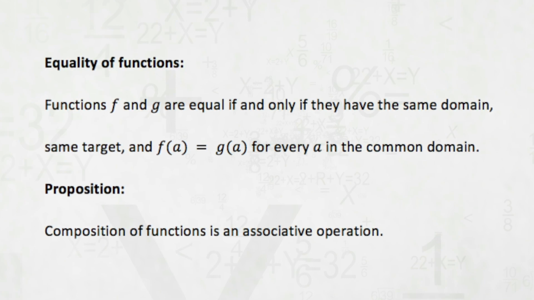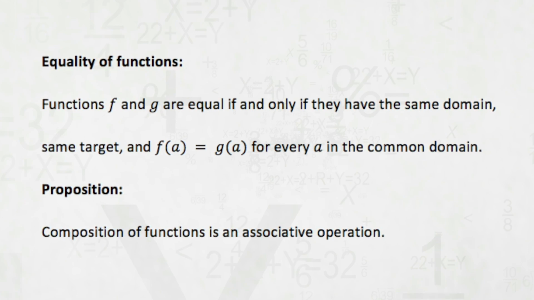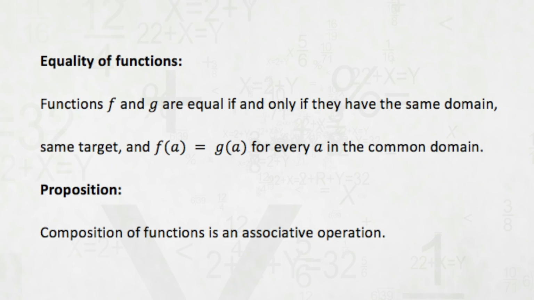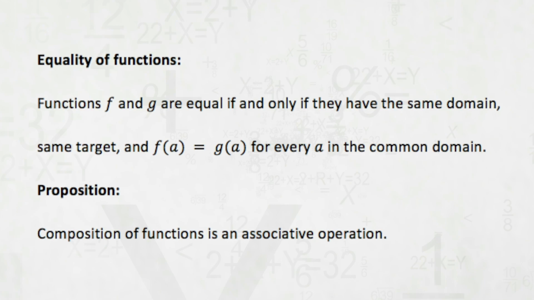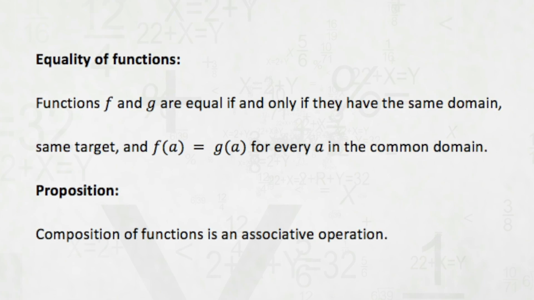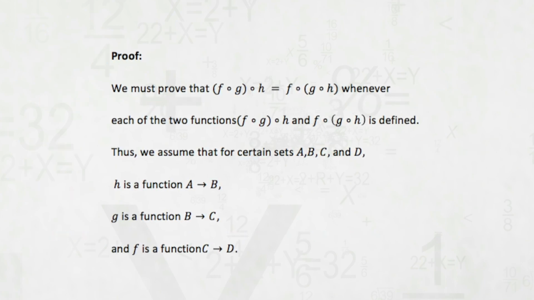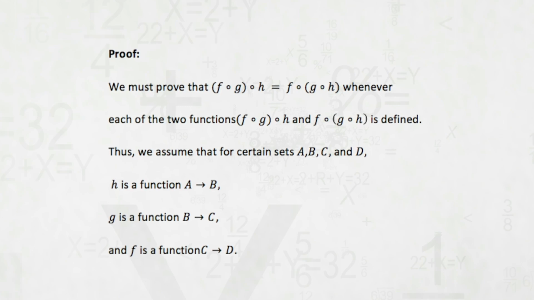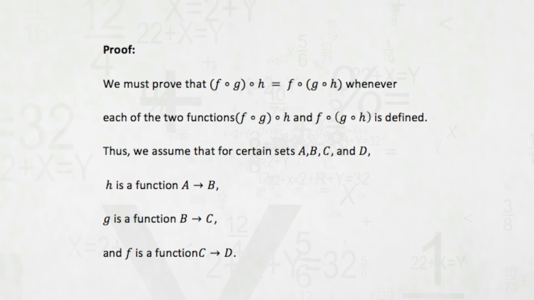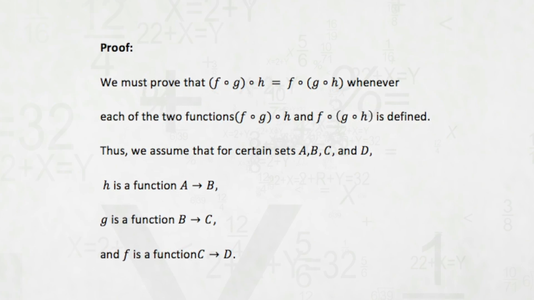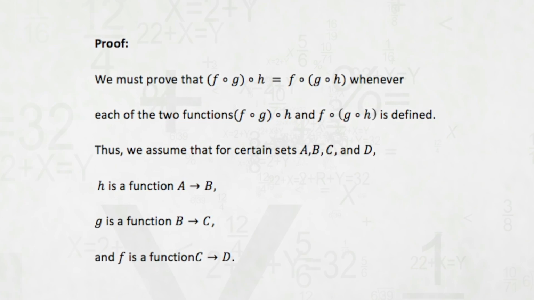Functions f and g are equal if and only if they have the same domain, same target, and f of a is equal to g of a for every a in the common domain. We shall see a proposition. Composition of functions is an associative operation. Proof: we must prove that f composition g composition h is equal to f composition g composition h whenever each of the two is defined.